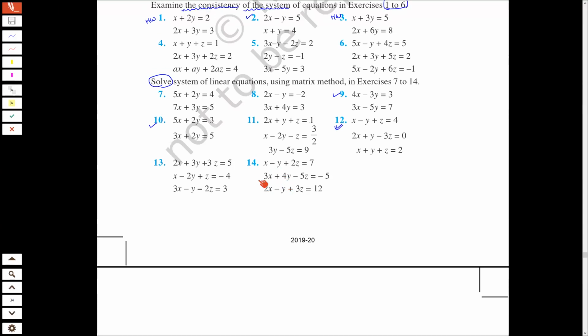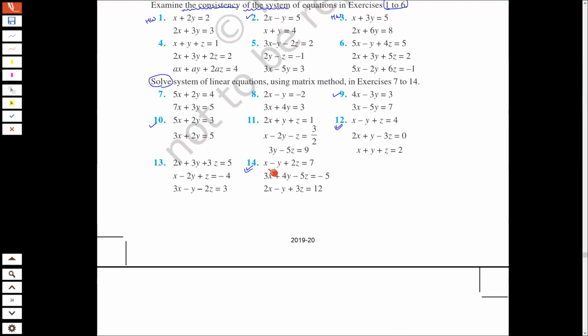So you suggest which question should we take up? Okay, let us solve question number 14. So question number 14, we need to solve using matrix method. So here we go. Question number 14.